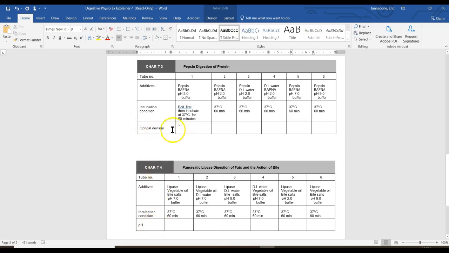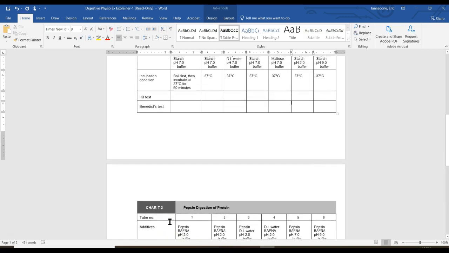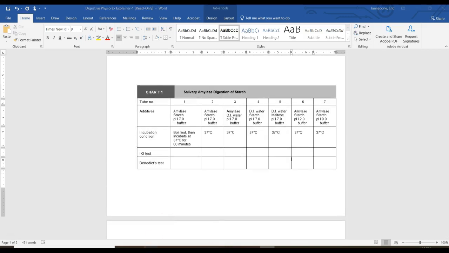Right, this says optical density, so you want to read and say, why does optical density change if pepsin is digesting something? And why should the pH change if lipase is digesting an oil? So understand how all the tests work.